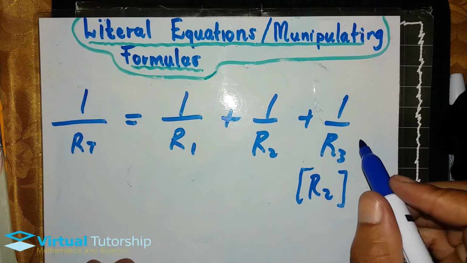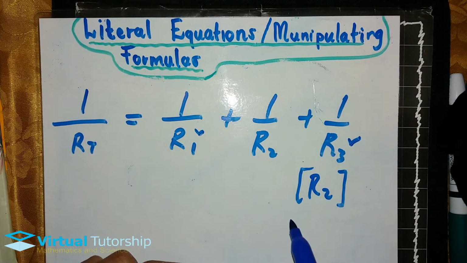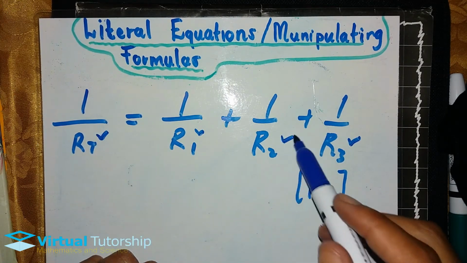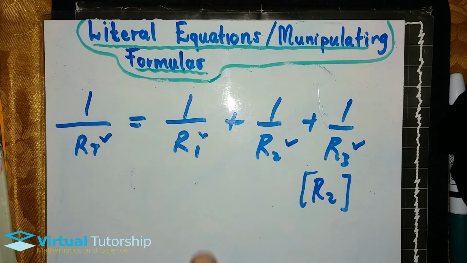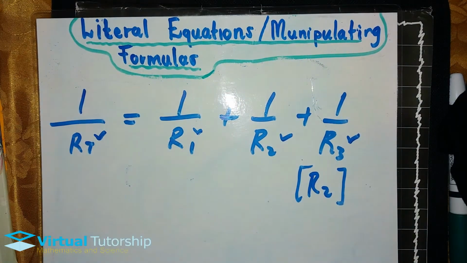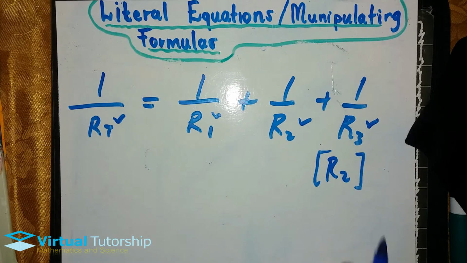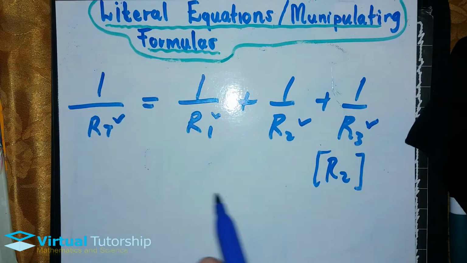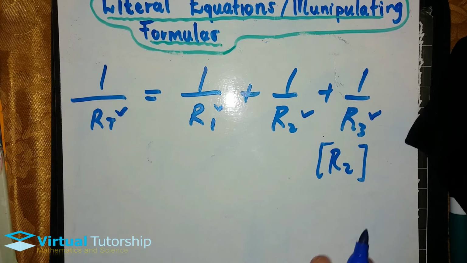Another thing I want to mention here is that this R3 and this R1, this RT and this R2 are unlike terms. Unlike terms. So this is different from this one, and this one is different from that one. They are different. So here we want to make R2 the subject of the formula. So look now, because I have fractions in this equation. Fractions must be solved in an equation.